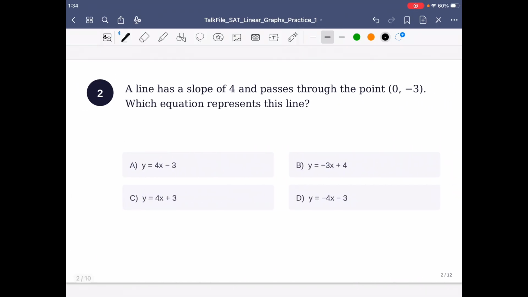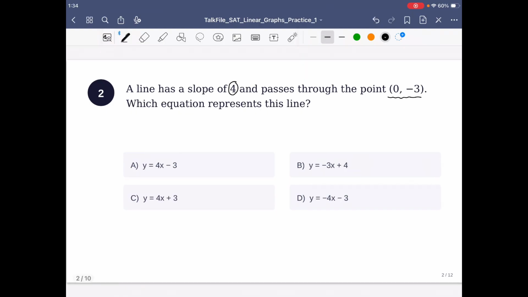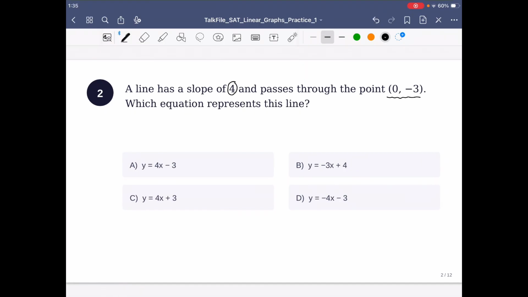Next one. A line has a slope of 4, so now the slope is given, and it passes through the point (0, -3). Which equation represents this line? In the last video, I mentioned that if you see an equation, let's say y equals mx plus n, then m means slope, m is the same as the slope, and n means y-intercept.